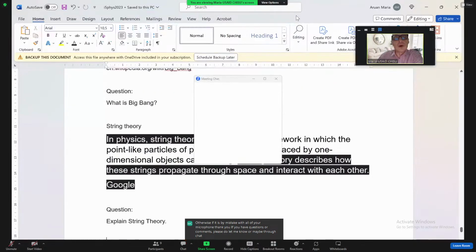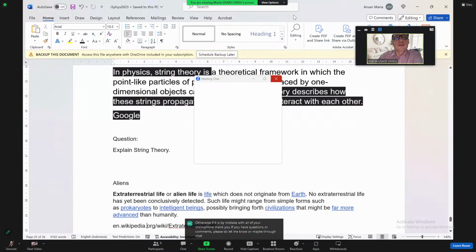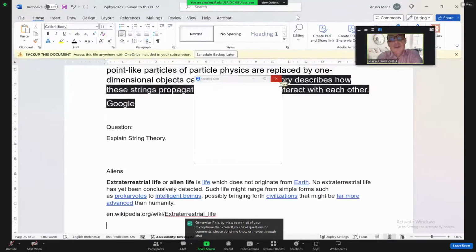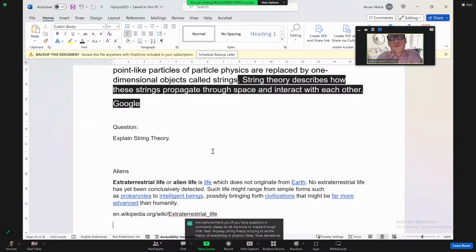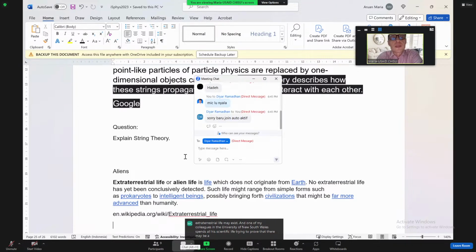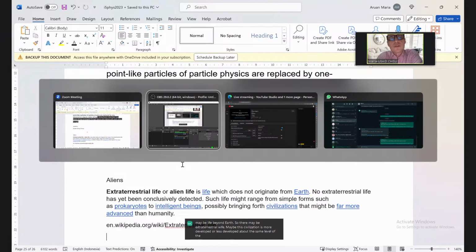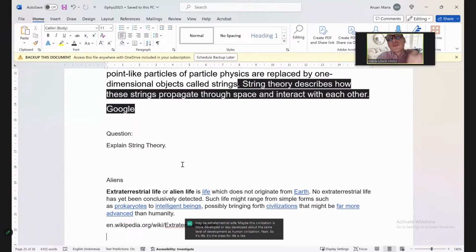Okay. Now, extraterrestrial life may exist, and one of my colleagues at the University of New South Wales spends all his scientific life trying to prove that there may be life beyond Earth. So there may be extraterrestrial life. Maybe this civilization is more developed or less developed, or about the same level of development as human civilization. Extraterrestrial life is life which does not originate from Earth. No extraterrestrial life has yet been conclusively detected.